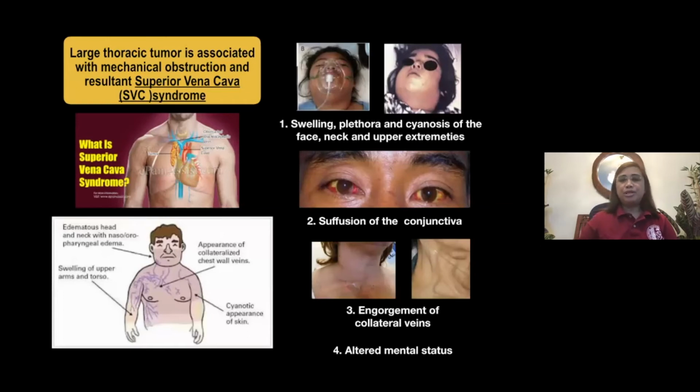Large thoracic tumor is associated with mechanical obstruction and resultant superior vena cava syndrome. They manifest as swelling, plethora, and cyanosis of the face, neck, and the upper extremities, suffusion of the conjunctiva, and engorgement of neck collateral veins. Altered mental status is also present.